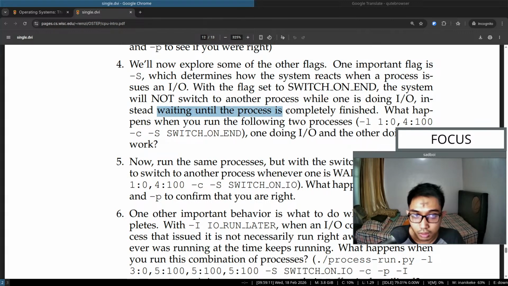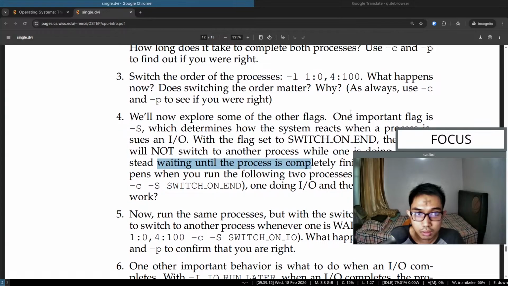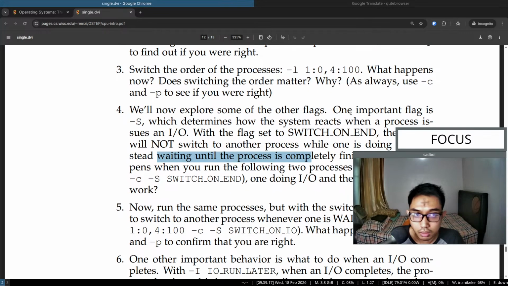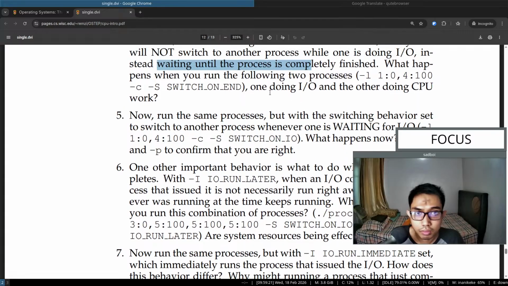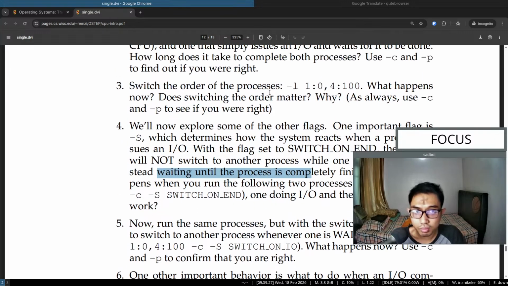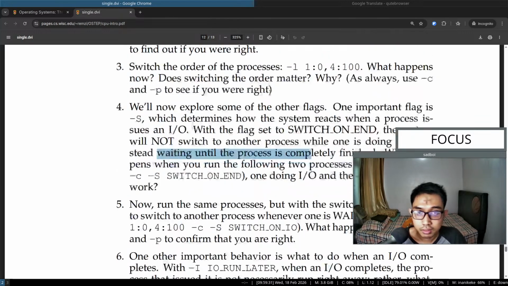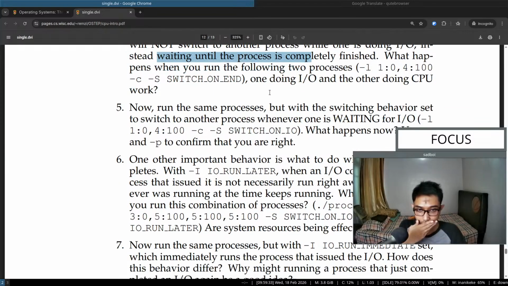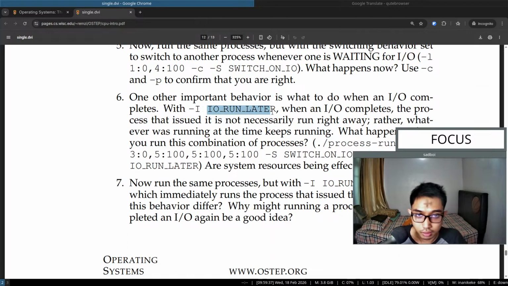I'm waiting until the process is completely finished. Okay, I think not that one. Wait, where am I again? Oh, in this one, right? Input-output run later.